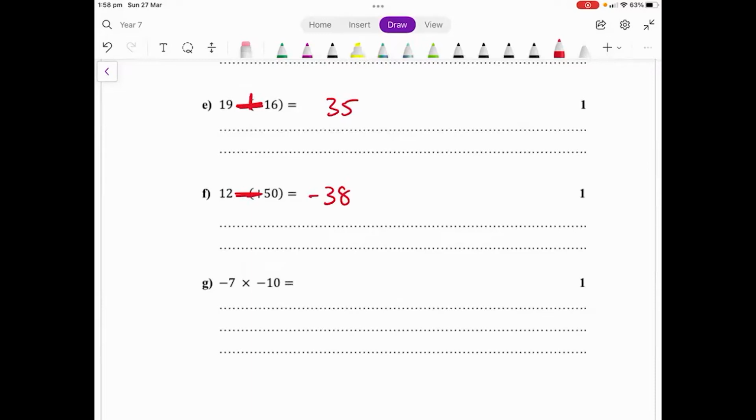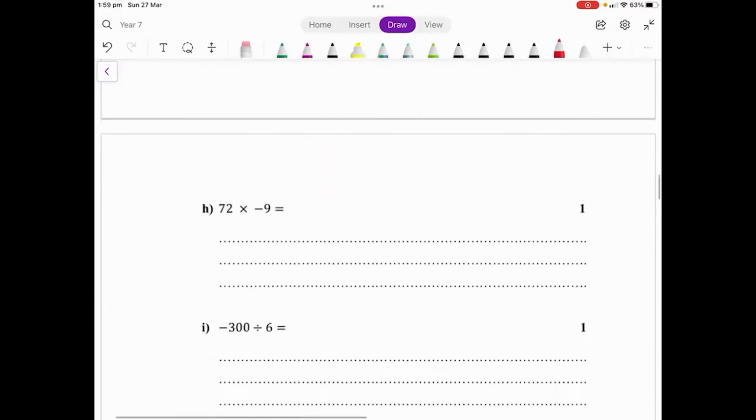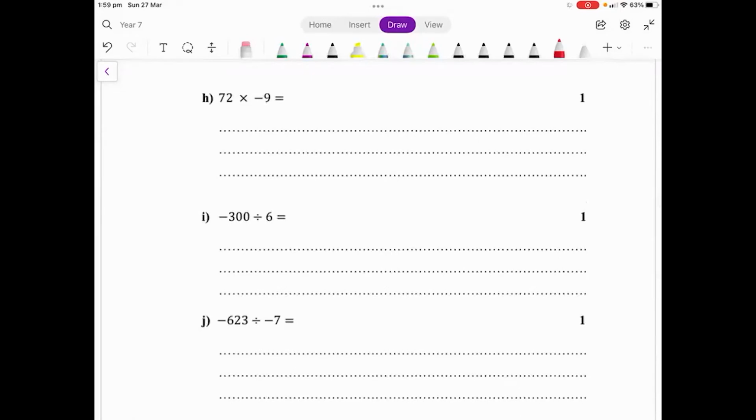Question G is a multiplication, so we do our multiplication like normal. 7 times 10 is 70, and then we look at the negative signs. There's 2 of them. If there's an even number of negative signs, then the answer is positive. So it's just going to be +70 or 70. Question H, we do our multiplication like normal. We can do an algorithm if we need to. We get 648. We have a look, there's only one negative sign, so the answer is going to be negative. So the answer is -648.